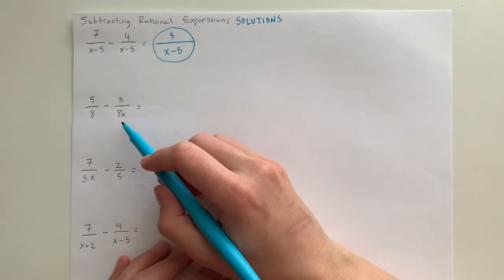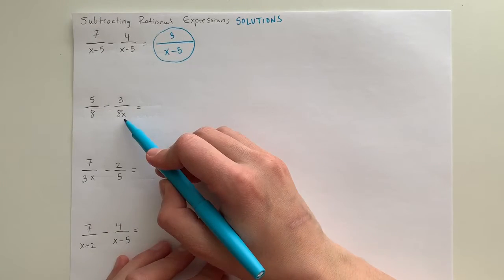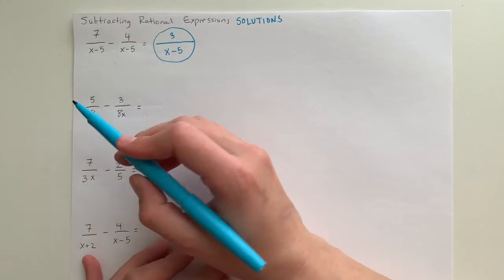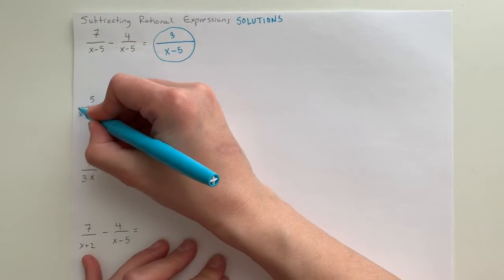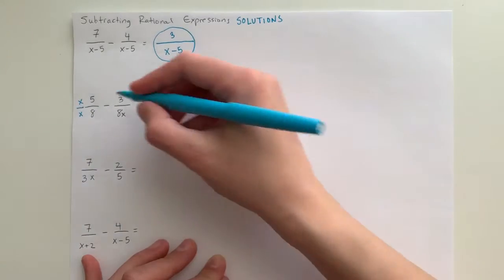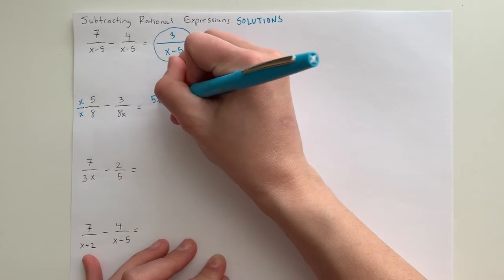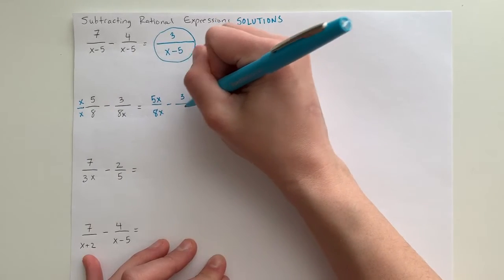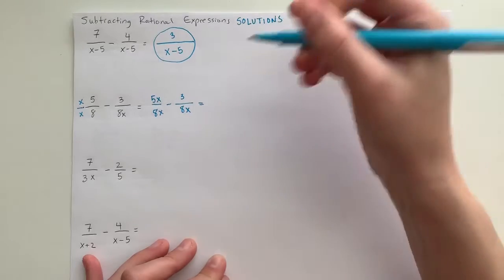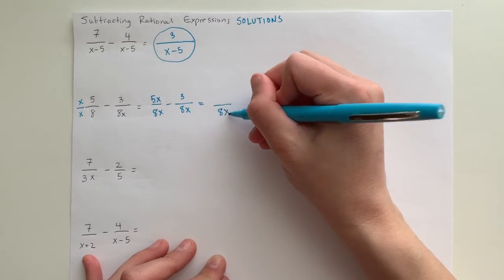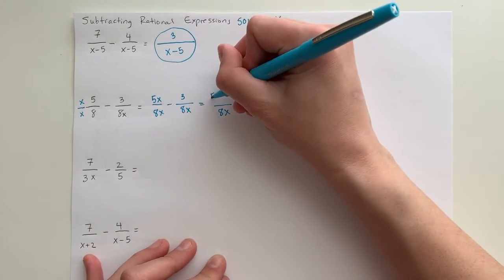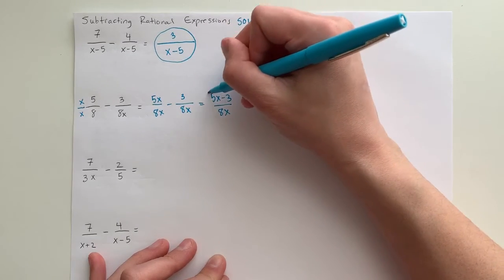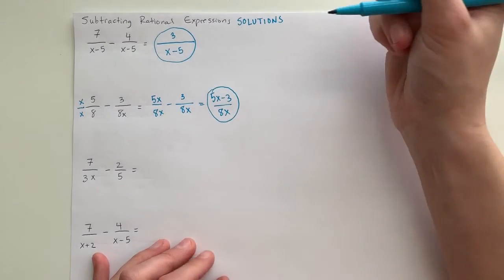In the next one, I have an 8 and an 8x. So I'm actually missing that x factor in the denominator in this fraction. So I need to multiply by x over x. So I end up with 5x over 8x. Okay, this one's going to stay the same. 3 over 8x. And now that I have that common denominator of 8x, I can just subtract the numerators, and that's going to end up being an expression because 5x and 3 are not like terms.